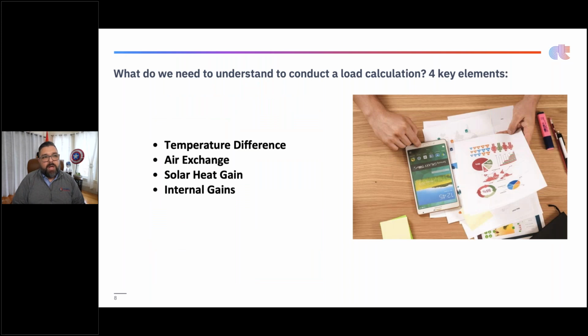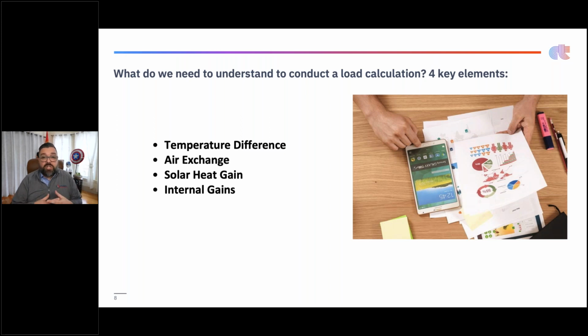So what do we need to understand in order to do this calculation? The four major things that impact the heat loss and the heat gain the most, the ones I already mentioned: temperature difference and infiltration or air exchanges per hour, right? That's on the heating side. And then on the cooling side, the solar heat gain, which is really important on fenestration or windows and glass doors.